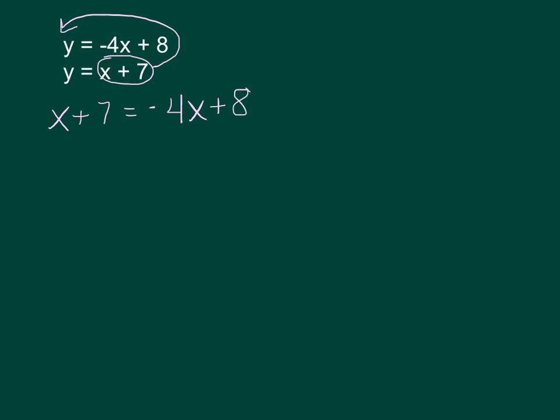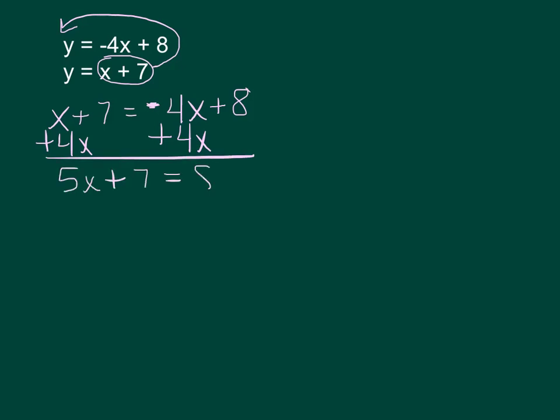And then as you can see now, look, I only have one variable. So it's only x. So now I'm going to go ahead and get x by itself. I'm just going to solve this equation. You guys know how to do this. You've been doing this forever. So I'm going to add 4x to both sides. And I get 5x plus 7 equals 8. And then I'm going to subtract 7. So I get 5x equals 1. And then divide by 5. And I get x equals 1/5.